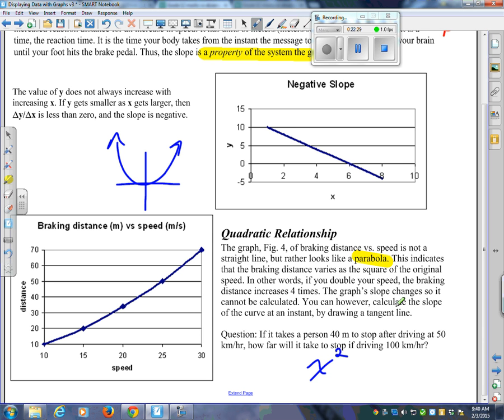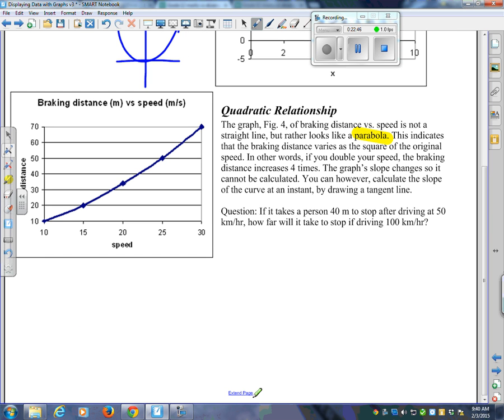Here's a question. I'm almost done, I promise. If it takes a person 40 meters to stop after driving 50 kilometers an hour, how far will it take to stop if driving 100? Is it 80? 160 is the correct answer. Who came up with that back here? Way to go. How'd you come up with 160? 40 times 40 squared? 40 times 4. Yeah, right.